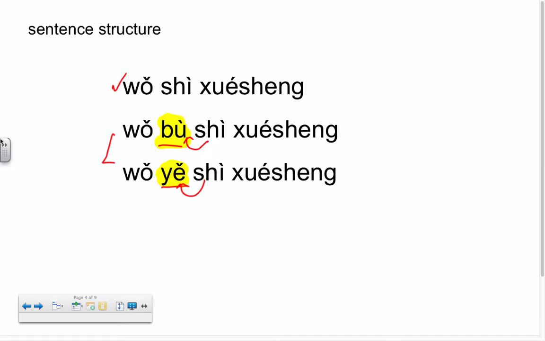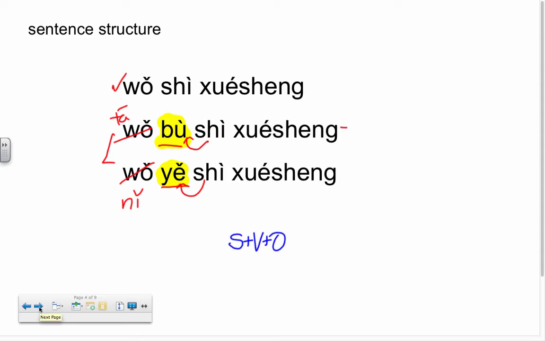Now, can we change this around? Of course. Instead of 我, we could put 他. Instead of 我, here we could put 你. 他不是水生. He or she is not a student. 你也是水生. You are also a student. Or 我是水生. I am a student. And we'll play with these tomorrow. So again, this is the basic sentence structure. We have the subject plus the verb plus the object.